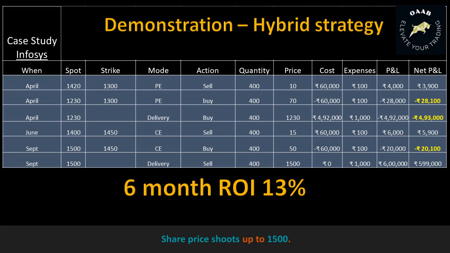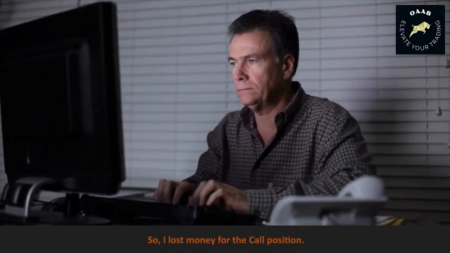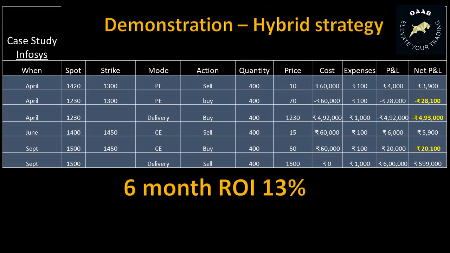Share price shoots up to 1500. So, I lost money on the call position. I sold all my holding with a profit of 270 per share. So, at exit, overall, it is a decent profit. Please go through the detailed calculation at the end of the video. You will notice return on investment for the period of 6 months is 13%. That means it's around 24% after tax return on annual basis.